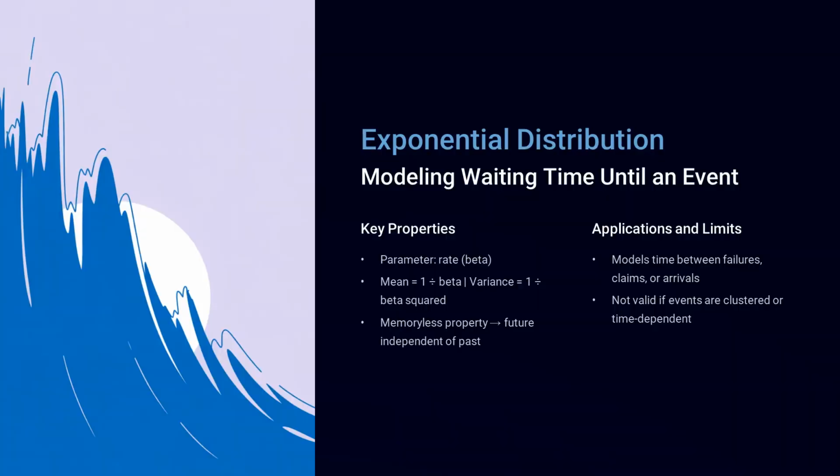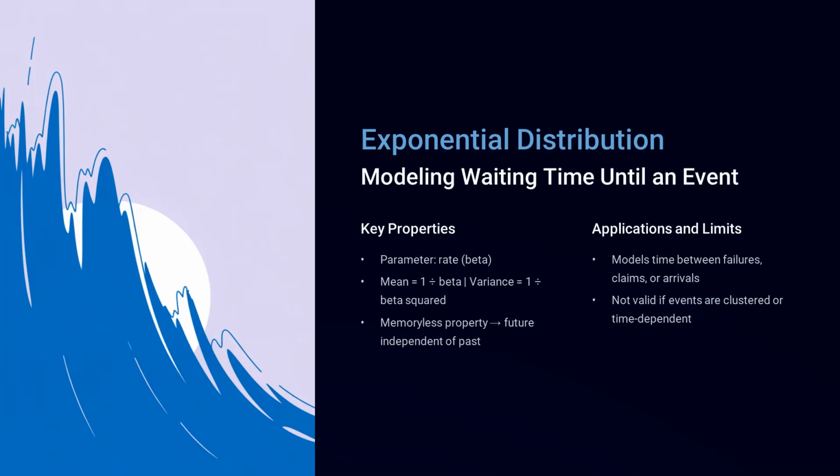Exponential distribution. The exponential distribution models the time between events. It has a single parameter, called beta, which controls both the mean and the variance. The mean is 1 divided by beta, and the variance is 1 divided by beta squared. The exponential is memoryless, meaning the probability of an event occurring in the next moment does not depend on how much time has already passed.